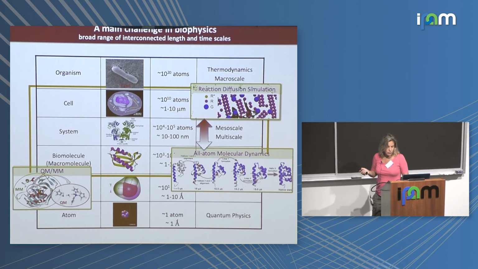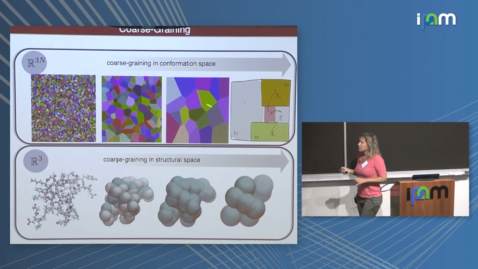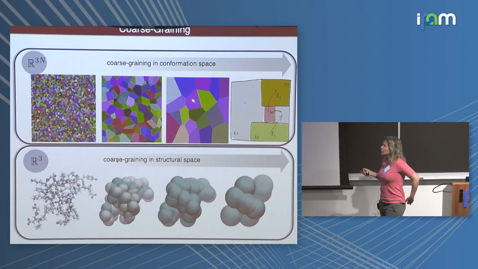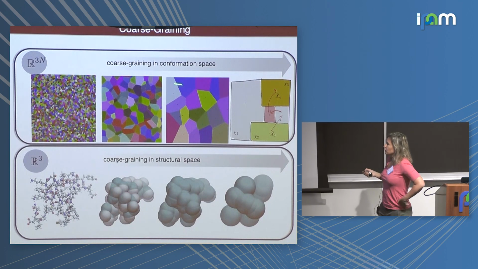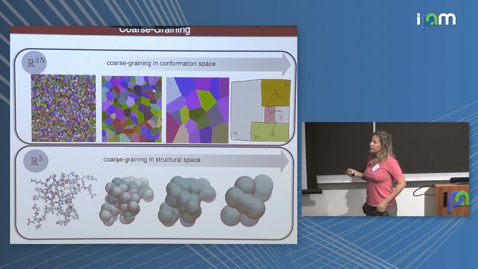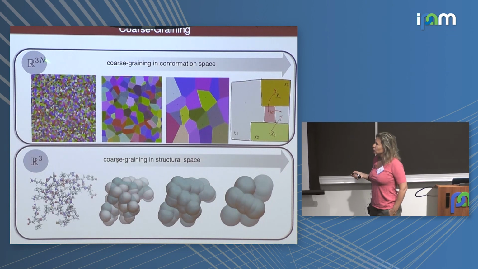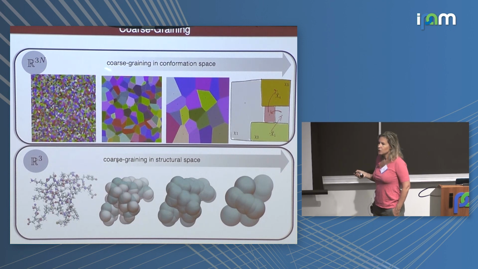And when we talk about coarse graining, we may mean different things. We can do coarse graining in different spaces. One kind of coarse graining is coarse graining in conformation space. What I mean by conformation space is the space spanned by the whole configuration of the system. So if we have n atoms, there are 3n degrees of freedom, a 3n-dimensional space describing the system. Each point in this space is a configuration of the molecule with n atoms. And this is a very high-dimensional, very complex space.